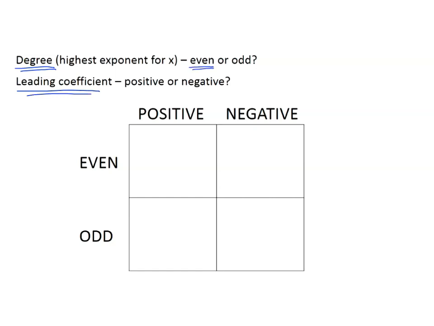If the degree is even, that means both ends of our function, the left end and the right end, are going to be doing the same thing. If the degree is odd, then that means the left end and the right end are going to be doing different things. So let's see what that would look like. Let's start with our even function and positive. So if it's even, both ends, the left end and the right end, are going to be headed the same direction. And if it's positive, then that direction is going to be up.